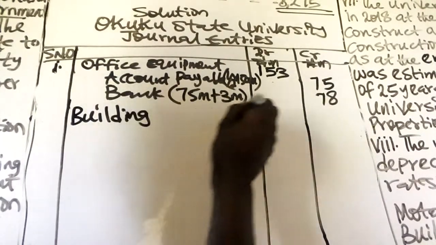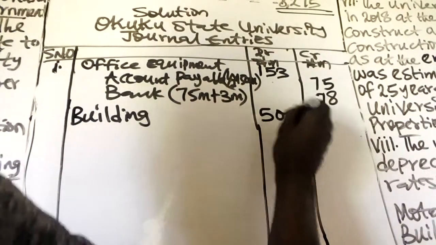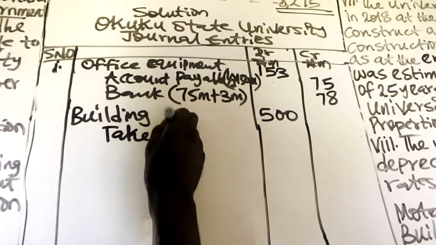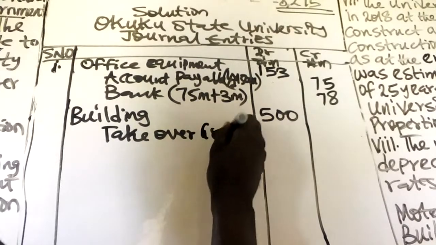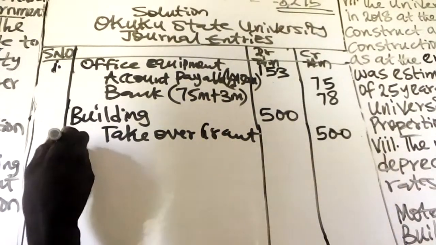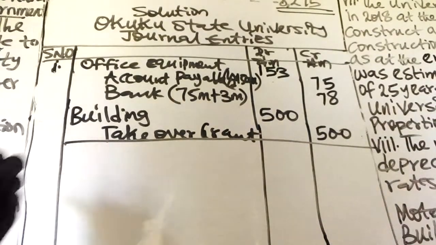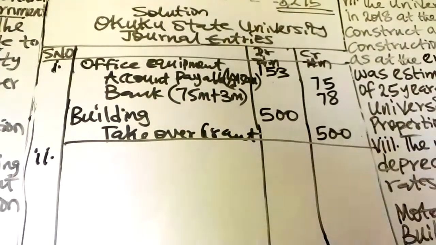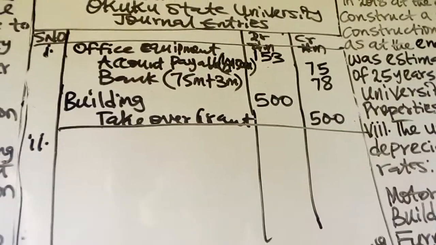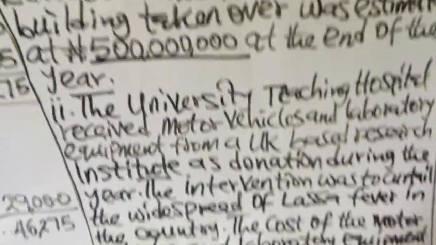With the fair value of the building, which is 500 million, you credit takeover grant with 500 million. That is from note one. Now we have note two.